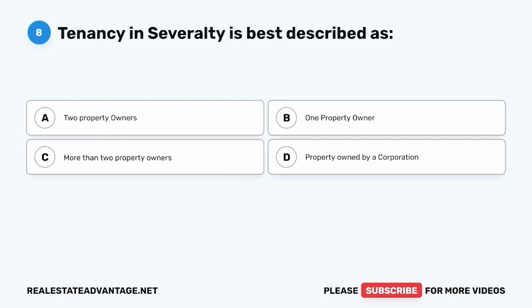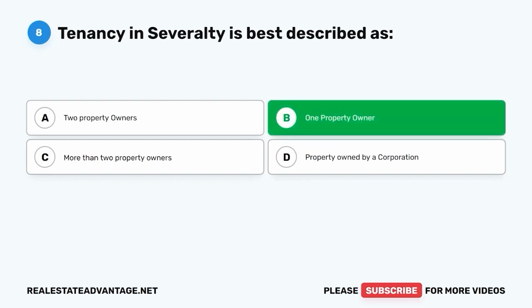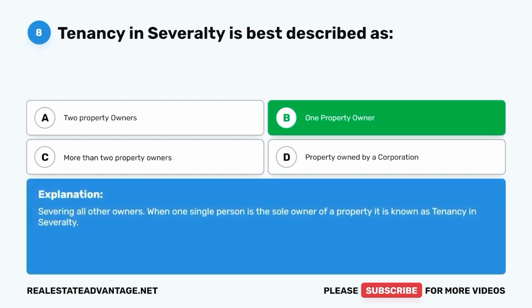Question 8. Tenancy in severalty is best described as A. 2 property owners. B. 1 property owner. C. More than 2 property owners. D. Property owned by a corporation. The correct answer is B. 1 property owner, severing all other owners. When one single person is the sole owner of a property, it is known as tenancy in severalty.